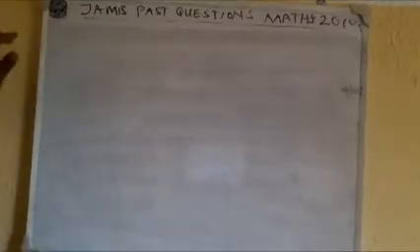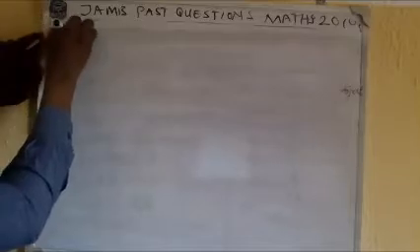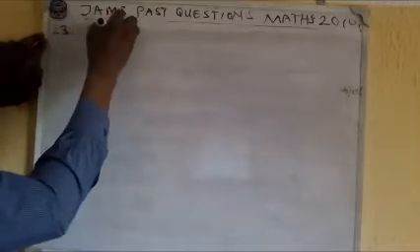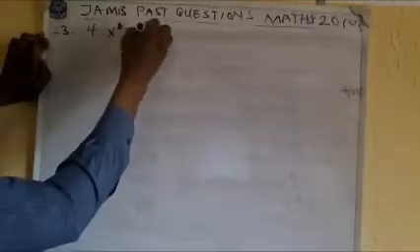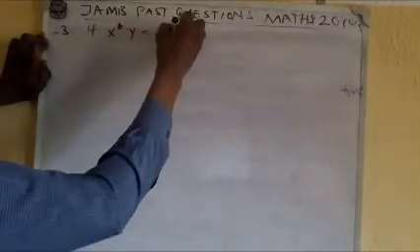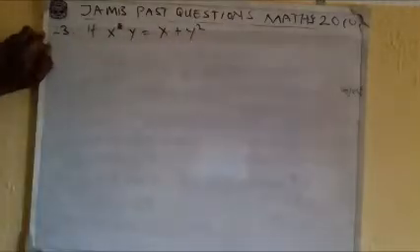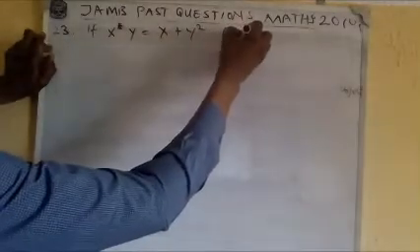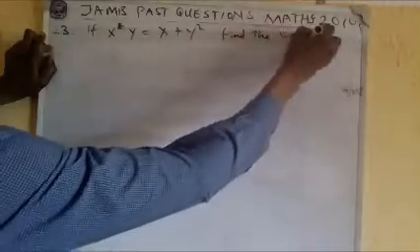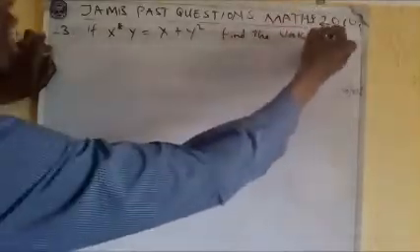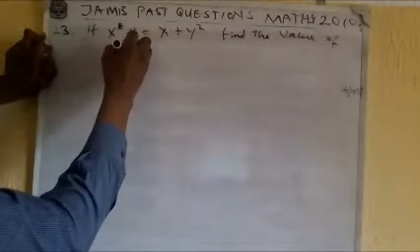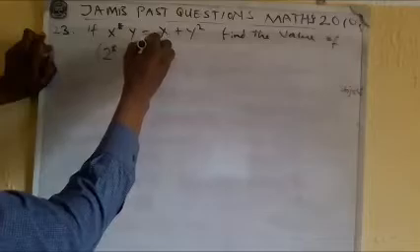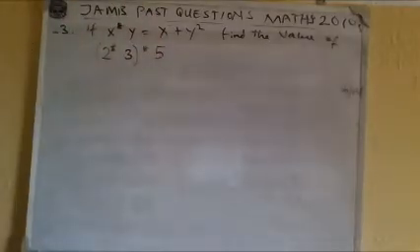Okay, so this one is binary operation. 23 says, if x star y is equal to x plus y squared, find the value of 2 star 3 star 5. Okay, so this topic is what we call the binary operation.